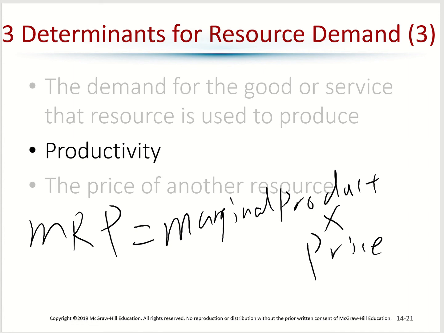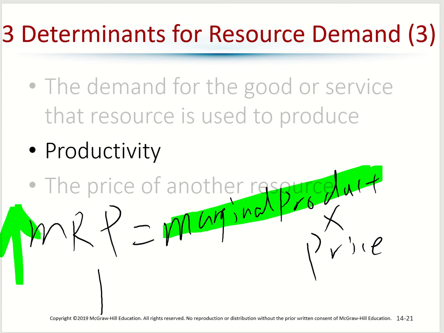Now productivity just means how productive you are. If you have higher productivity, then your marginal product is higher. That means you can produce more additional output, right? So if marginal product is higher, then of course your marginal revenue product is higher too. By increasing your productivity, we're increasing the marginal revenue product, which means each additional labor is more productive. So demand for those resources also goes higher.